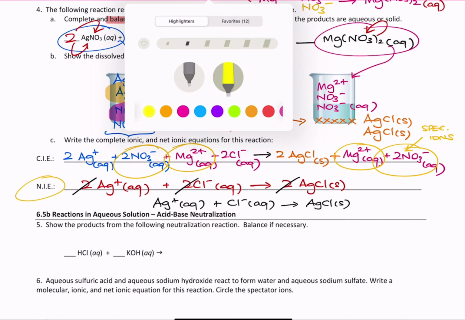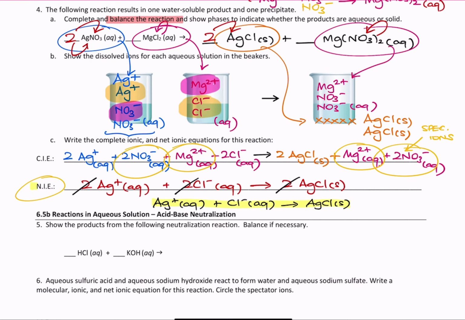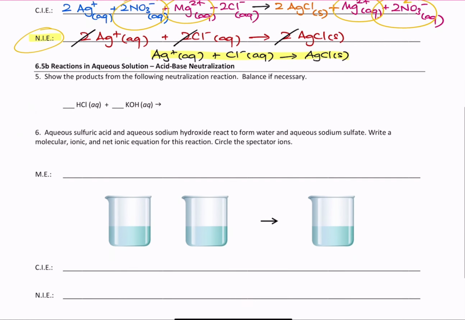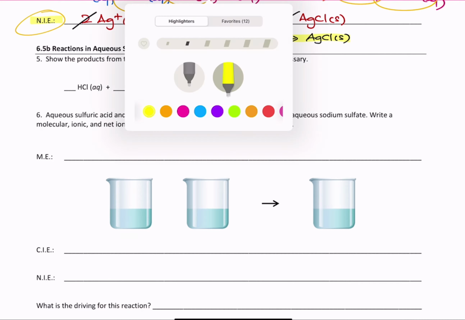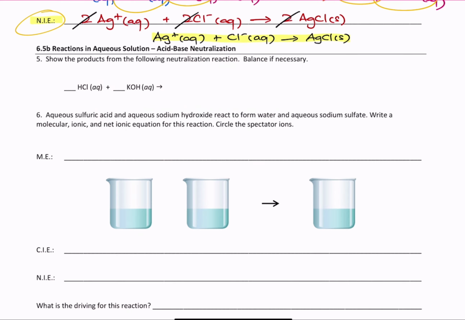Again, this is here my net ionic equation simplified. Problem 5. Reactions in aqueous solution, acid-base neutralization. Show the product from the following neutralization reaction, balance if necessary. Why is this an acid-base reaction?